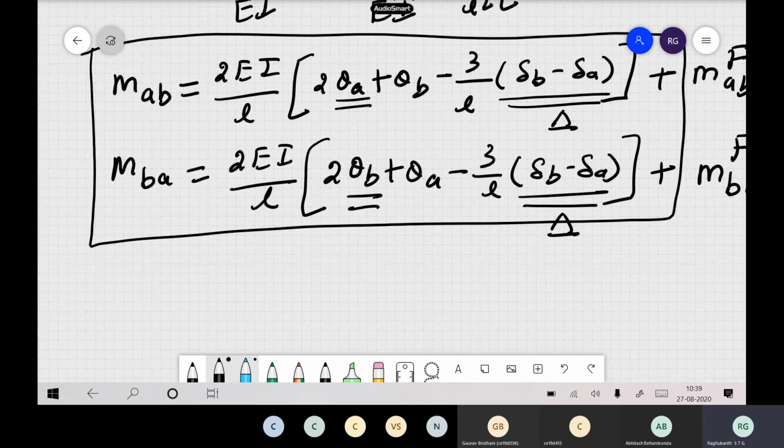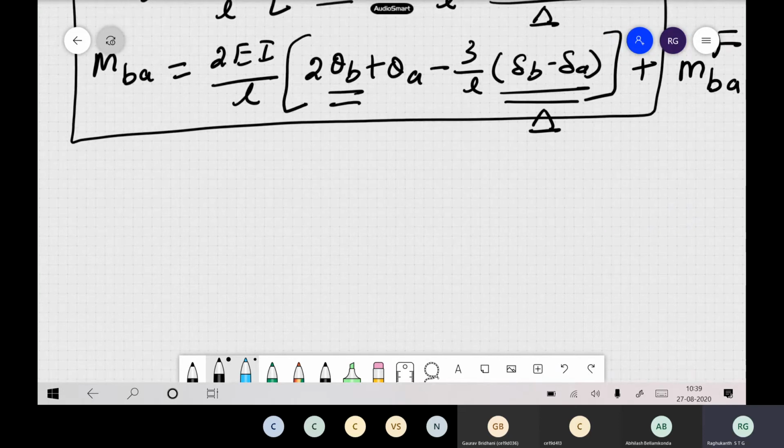Some textbooks, you remember, take theta A as 1, make theta B 0, and delta A and delta B 0. You can find the end moments, like 4 EI by L, 2 EI by L, as we write. Then you add all these contributions. Assume theta A non-zero and all others 0, and write your end moments. Then take theta B non-zero and all others zero, and once again write the end moments. Similarly for the deflections, assuming theta A and theta B are 0, with just a translation, you write the end moments.